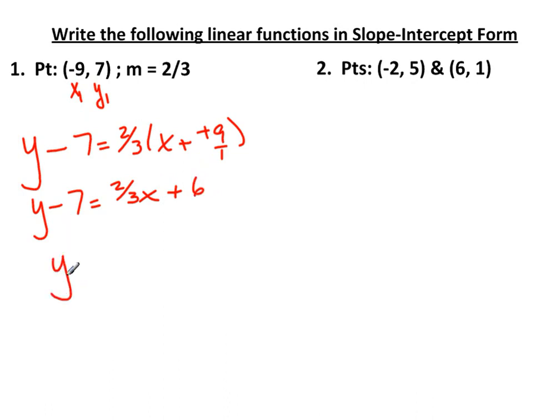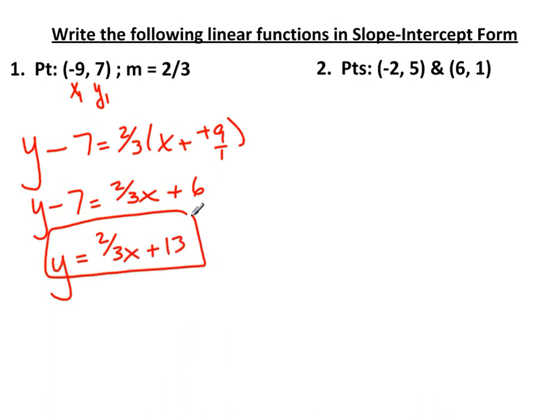And now if I just add 7 to both sides, I now have it in slope-intercept form, which is a much quicker method. But what happens if I'm given 2 points? Well, remember, slope-intercept, I need to know the slope and the intercept.